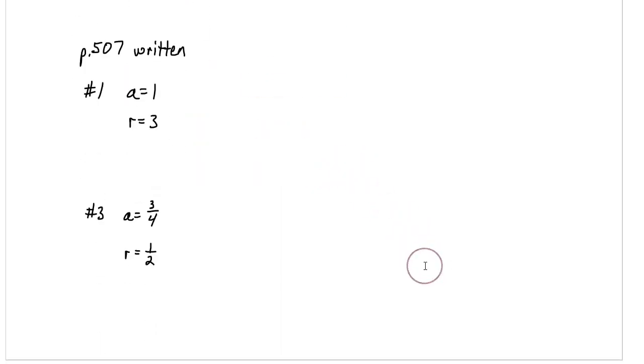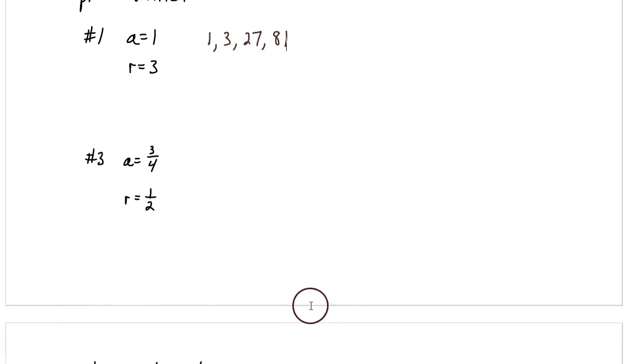For the written assignment, we're given the first term of a geometric sequence, and we're given the common ratio, and we're asked to find the first 4 terms. So write the first one down, and then start multiplying by the value of r. 1 times 3 is 3. 3 times 3 is 27. 27 times 3 is 81. There are the first 4 terms of a geometric sequence.